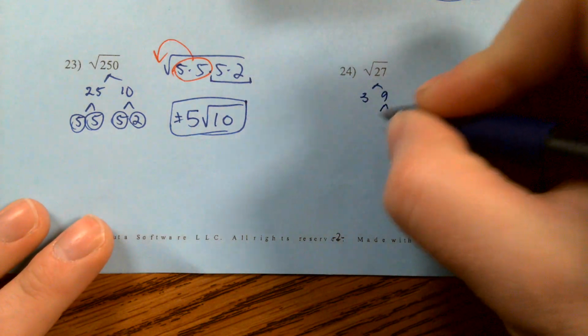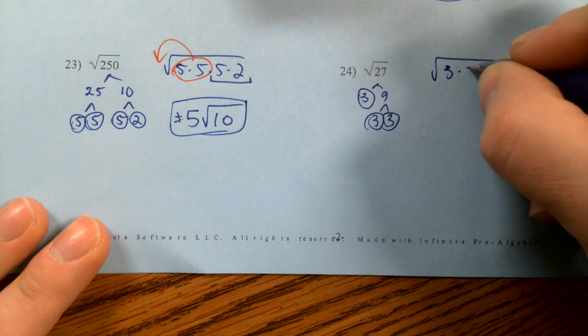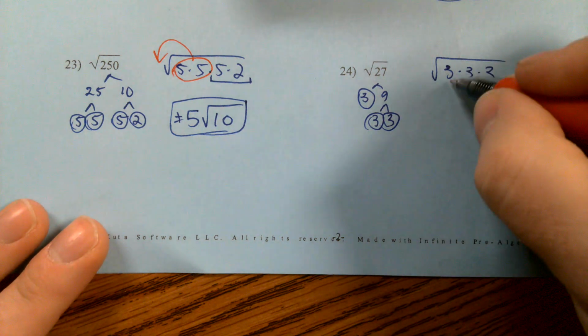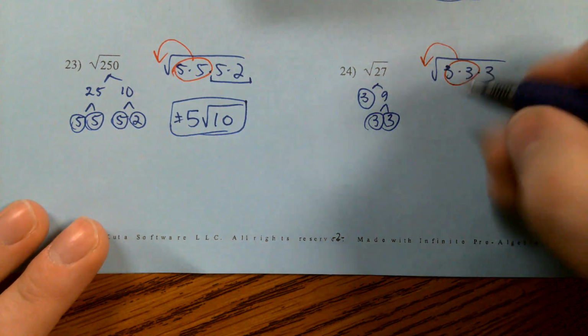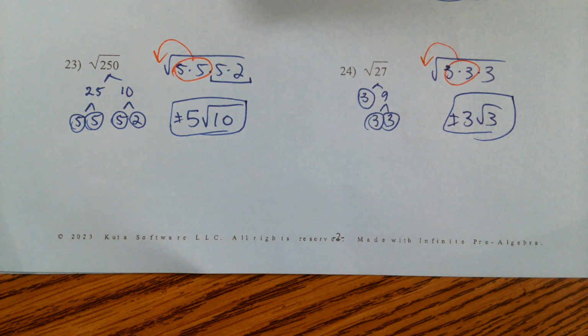27, 3 times 9. 9 is 3 times 3. Again, we can't take all 3 of these 3's out. We can only take a pair out, leaving us with plus or minus 3 root 3.